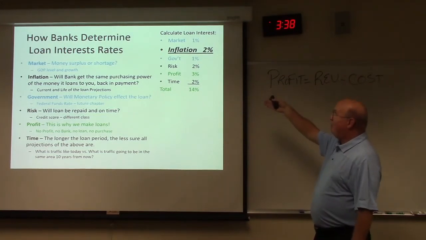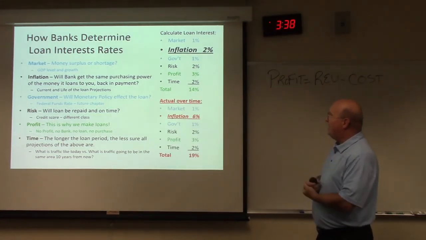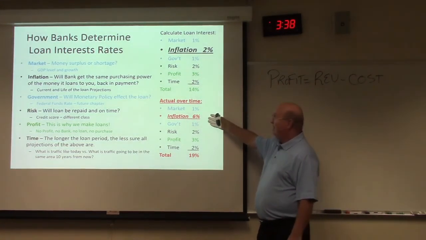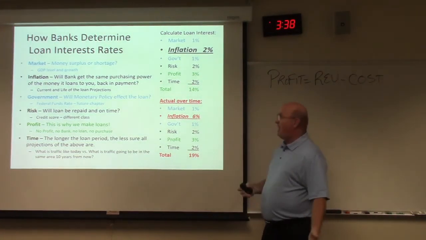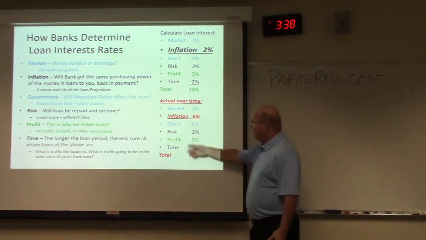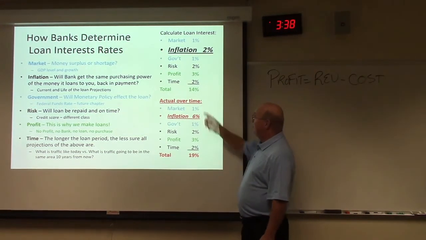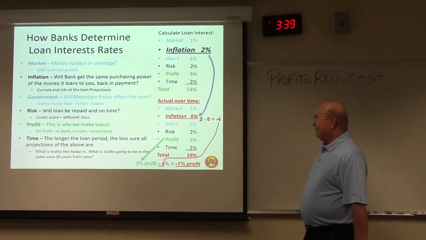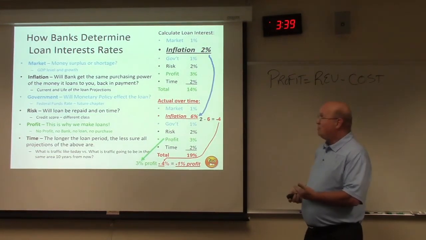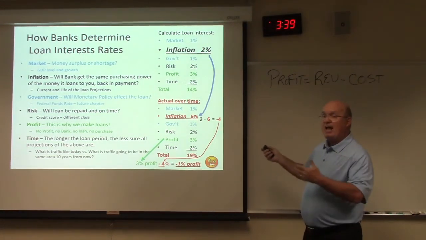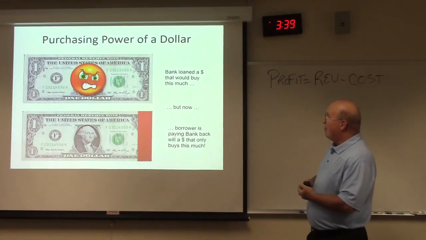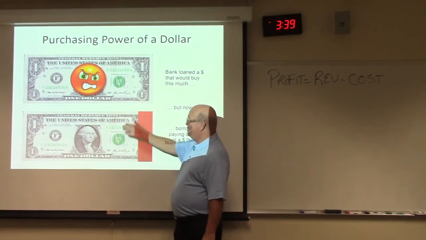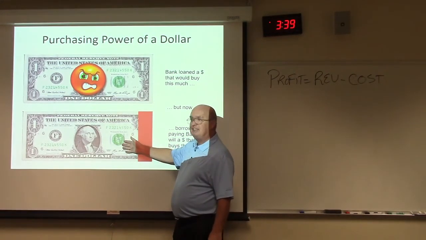So they get their profit and everything works hunky-dory until something happens and inflation actually hits 6%. They can't redo the contract. The contract's made. They should have put 19%, but they only put 14%. So now they're losing money. Okay? Negative 1% profit on this one. Not a good thing. So what's going on is the bank loaned good dollars, and they're being paid back with dollars that purchase less.